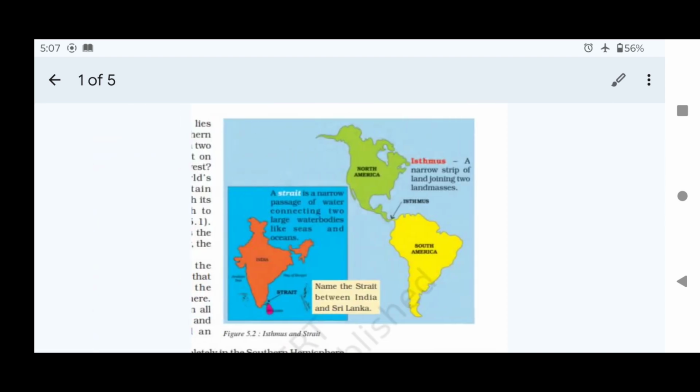And this is another picture of isthmus and strait. The isthmus between North America and South America is called the Panama Isthmus. And here it is about a strait. A strait is a narrow passage of water connecting two large water bodies like oceans and seas. The strait between India and Sri Lanka is called Palk Strait.